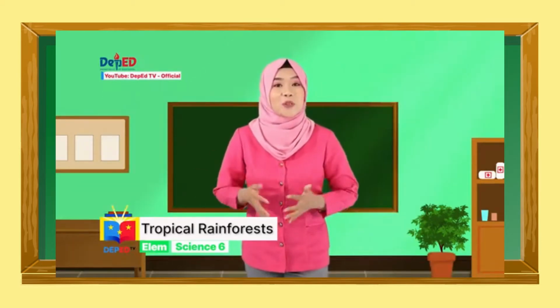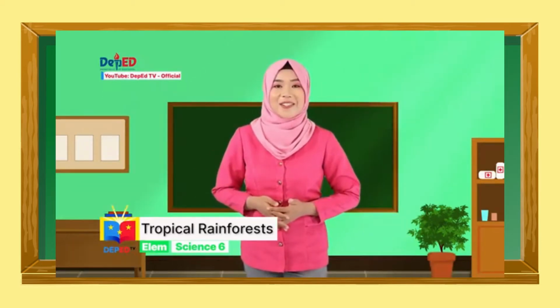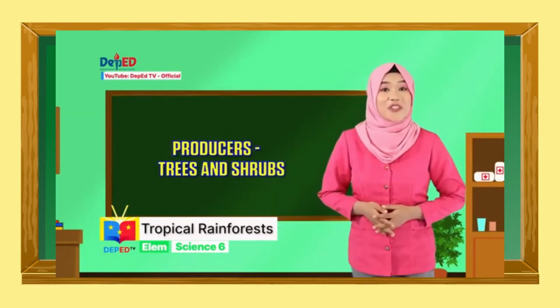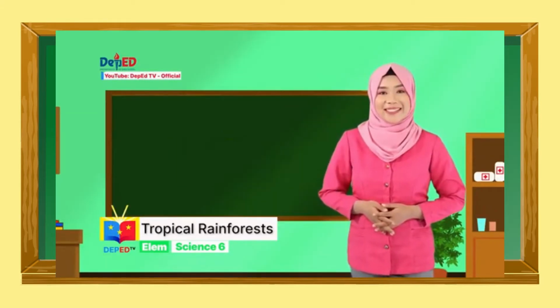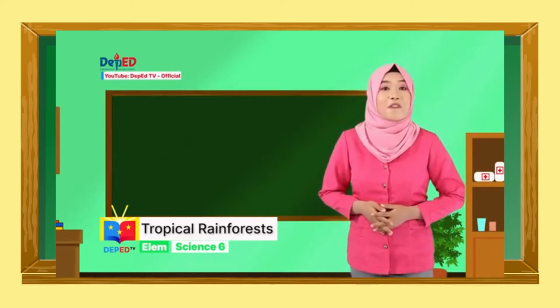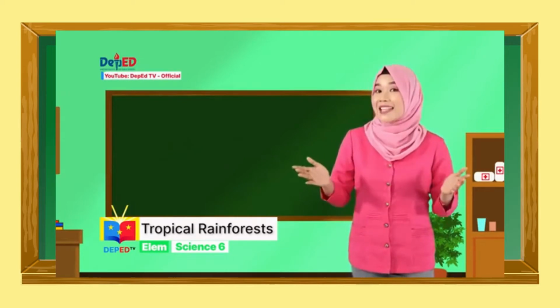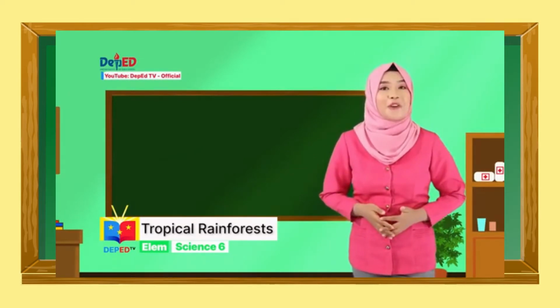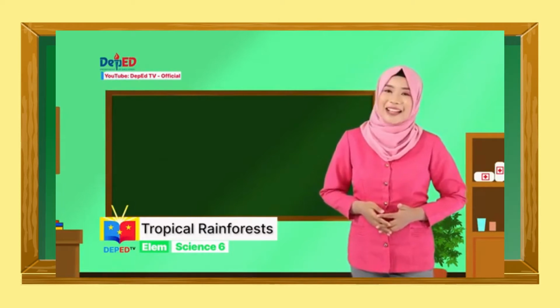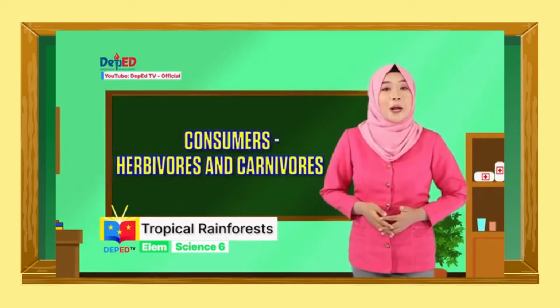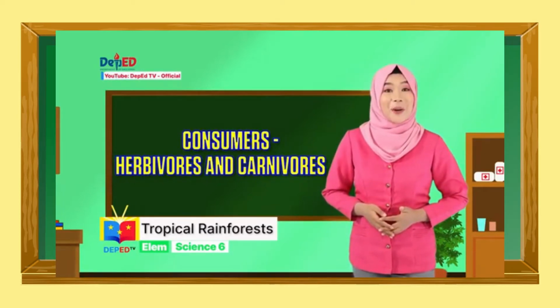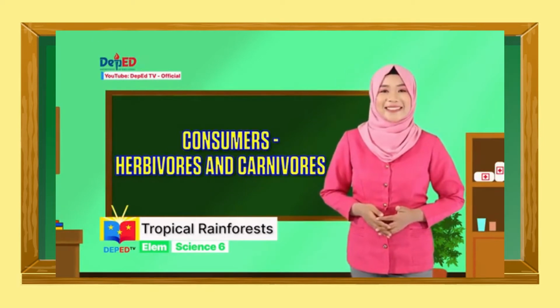Interaction occurs among species in the rainforest ecosystem. The trees and shrubs are the producers. They provide food for the herbivores. And herbivores provide food for the carnivores living in the ecosystem. Herbivores and carnivores are called consumers.